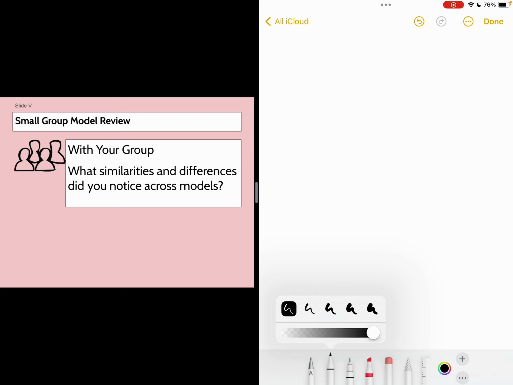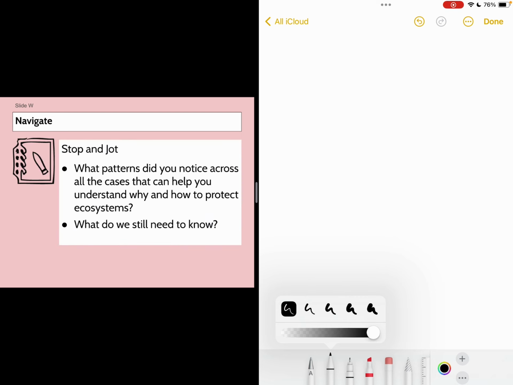Now, with these similarities and differences, we started to see patterns, and this is the part that I really need you to pay attention to. Although our profiles were similar and different, we saw the same pattern occur across all the profiles.